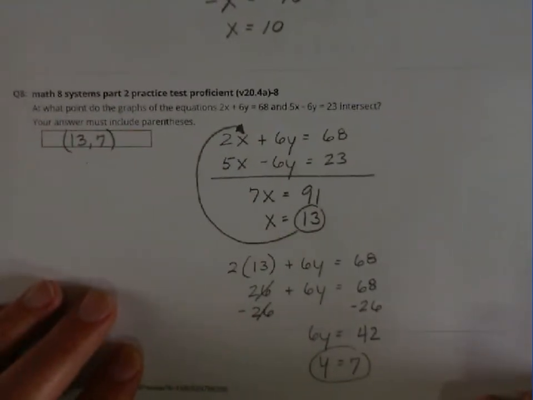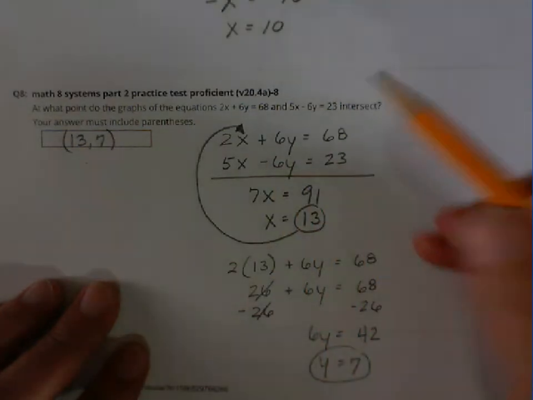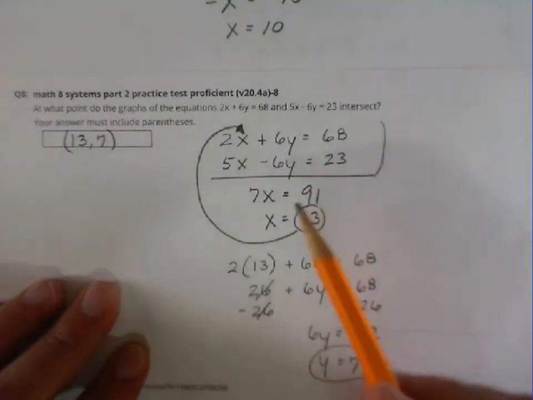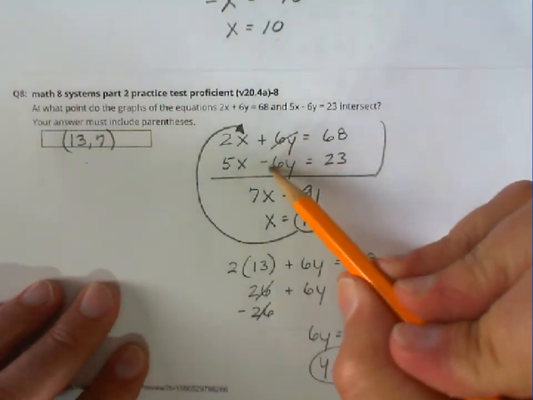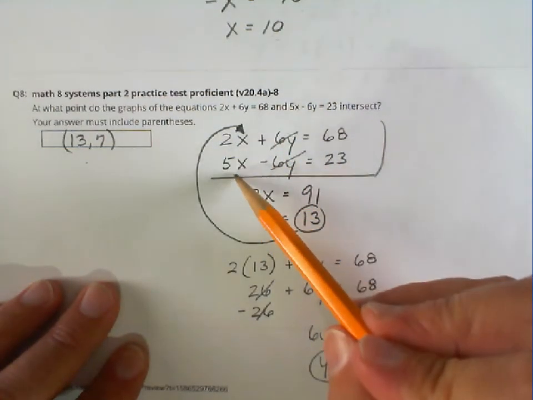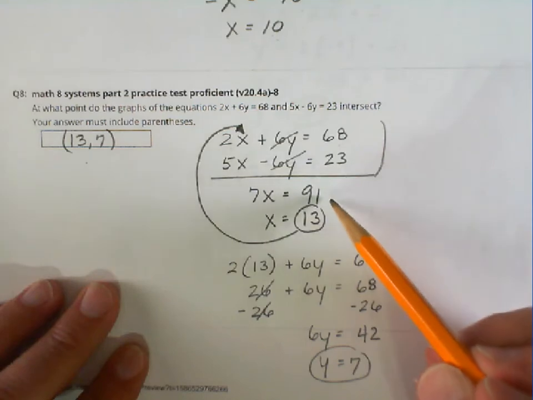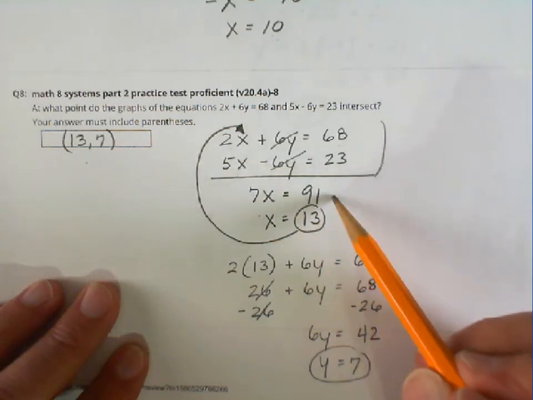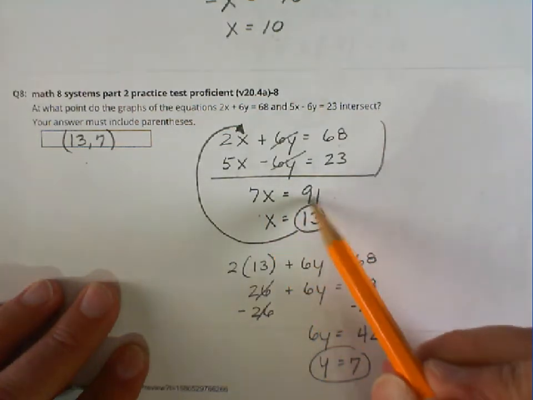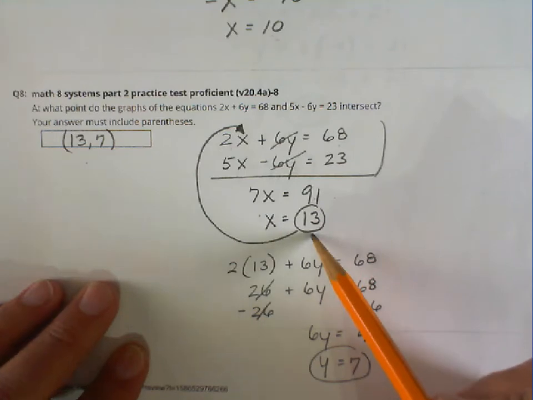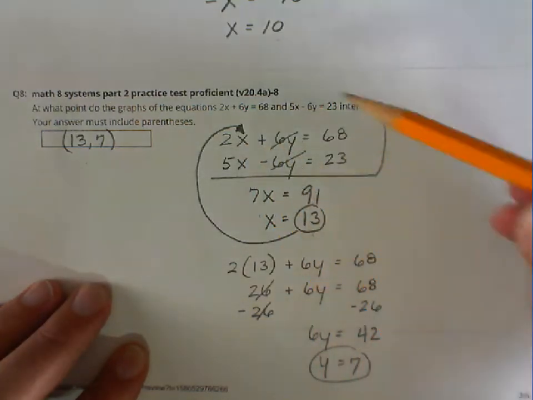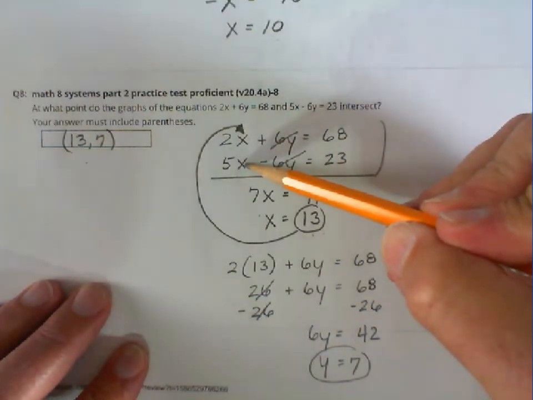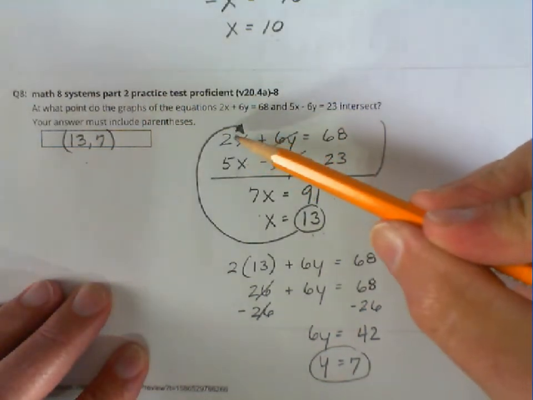This one we have to do the full solution. So here are the two equations right here. Notice the y's are already set up to cancel out. They'll cancel, and I'll be left with 7x equals 91. Dividing both sides by 7, x equals 13. I have to take that and plug it into either of these x's. I can either put it here or there and then solve it for the y. I chose to put it up at the top.